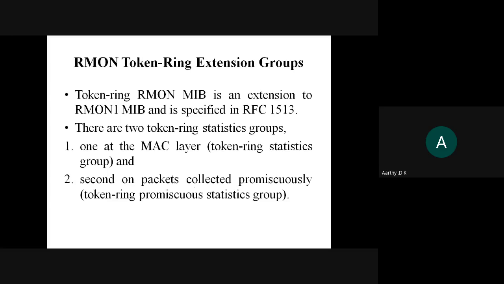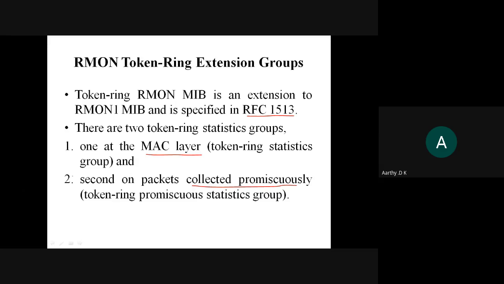Next you have the extension for remote monitoring 1, which we call the token ring extension. The token ring extension is available in RFC 1513. So you have two token ring statistics groups. One works at the MAC layer, so that's your token ring statistics, and the other one is used to collect information about the network. In order to get information in terms of packets, we'll be using the second group.